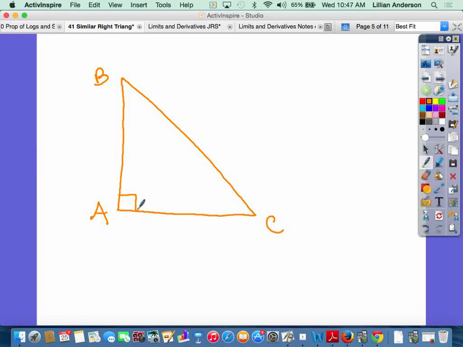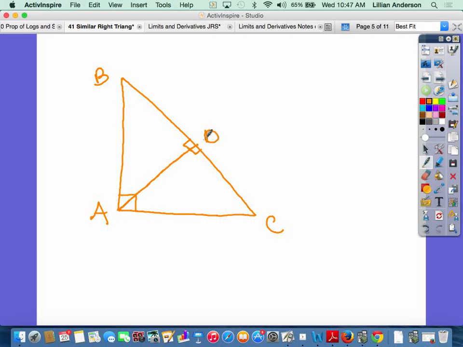Does anybody know another word for altitude? Height. So there's a height drawn from or to your hypotenuse. That means it would have to come from the right angle. Right. So I'm drawing in an altitude, an extra one. And like you said, it has to be perpendicular. So I'm going to draw an altitude, and it's going to be perpendicular to the hypotenuse. That point, I'm going to label it D.